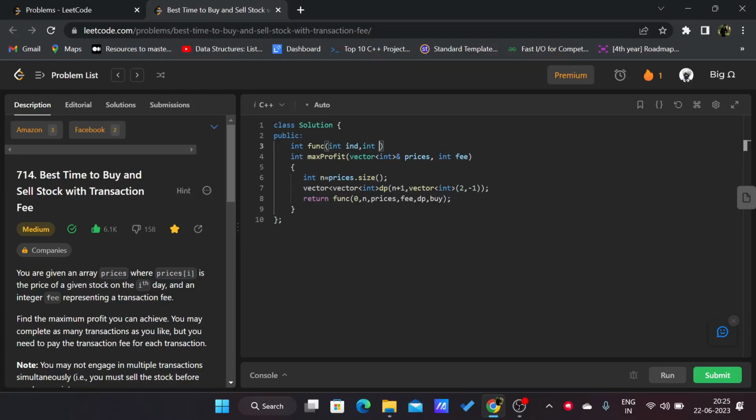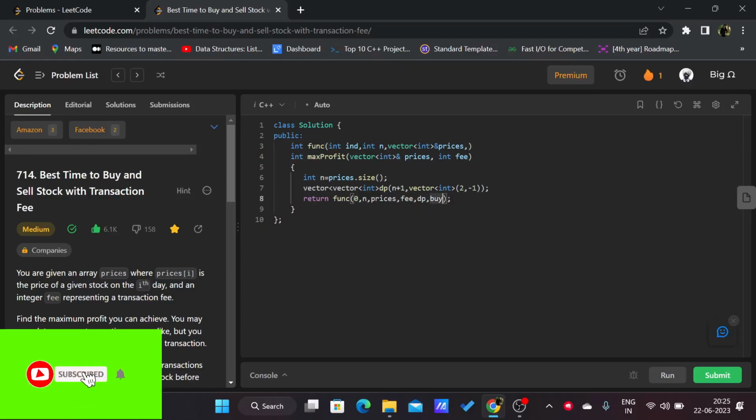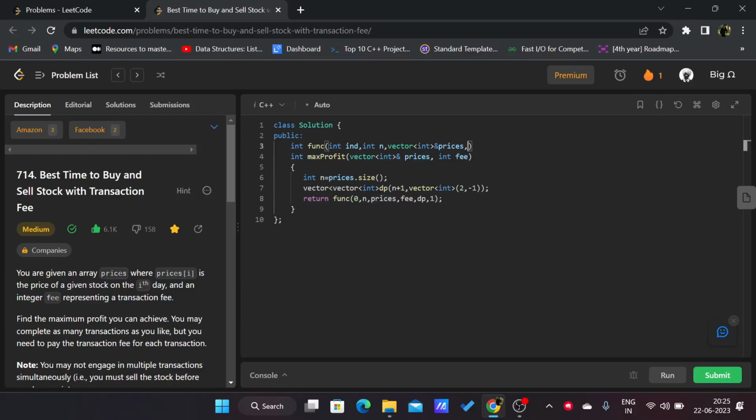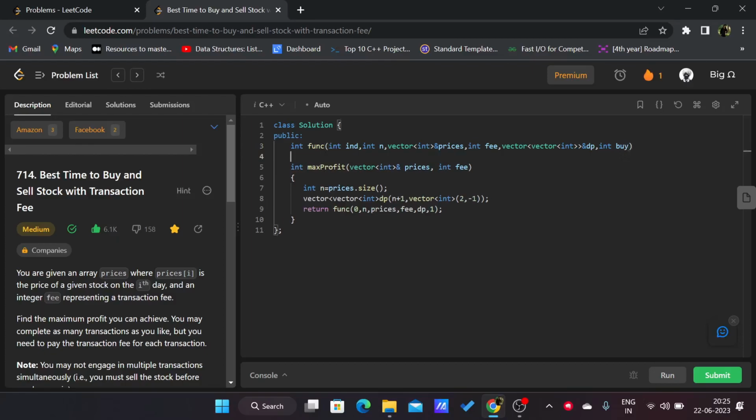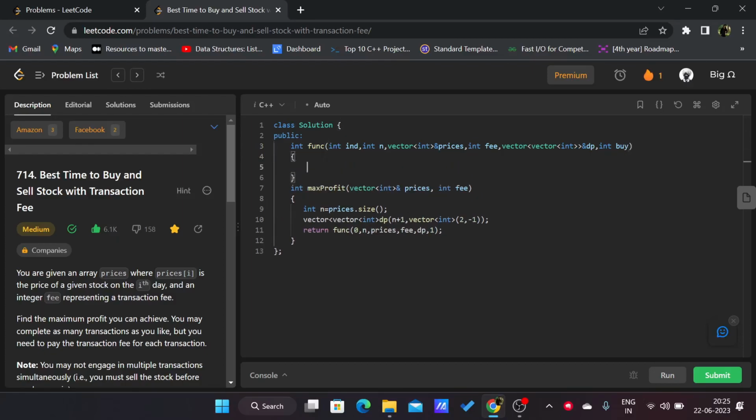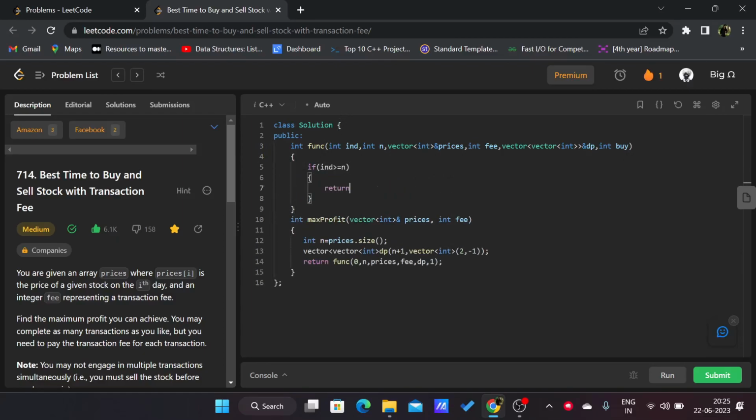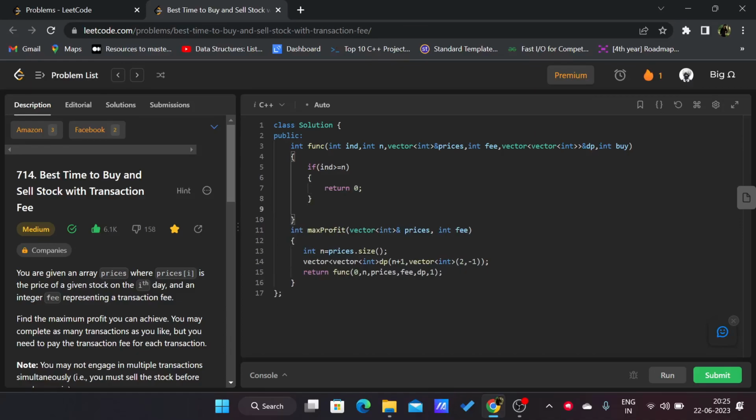So I will have an index, I will have n, I will have a vector prices, and the buy will initially be 1, I will represent buy with 1. So prices, I will have a fee, I will have a vector of vector int and dp, as well as I will have a buy. So if my index is greater than or equal to n, I'll just return a 0, since there is nothing to buy or sell, I am out of bounds.